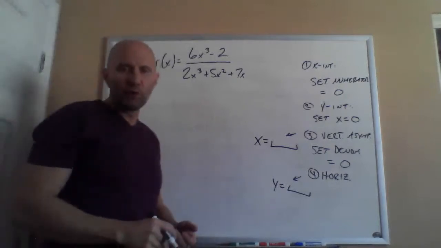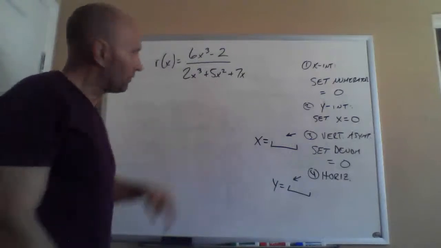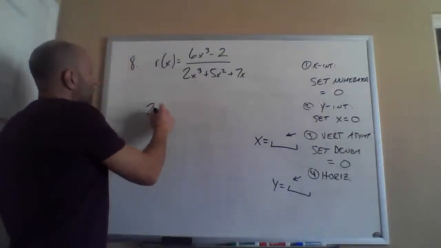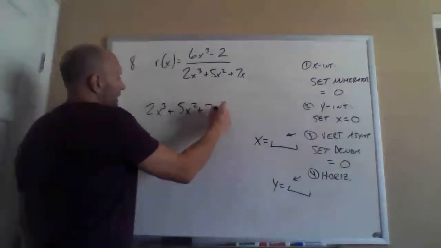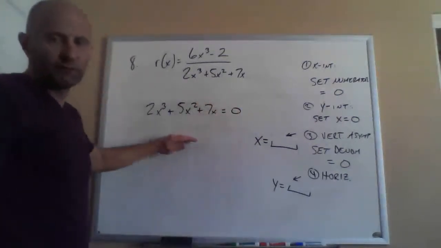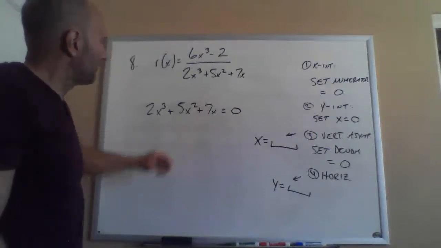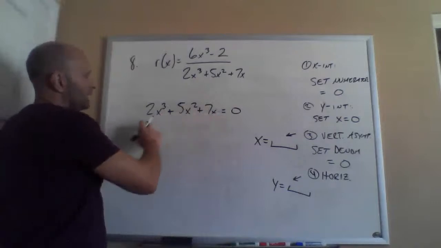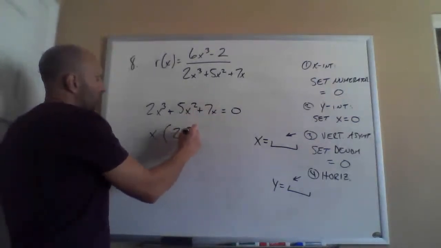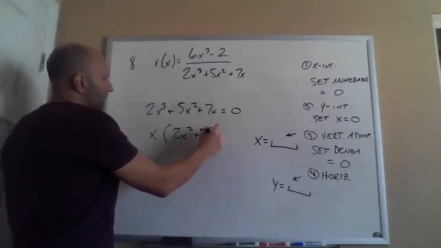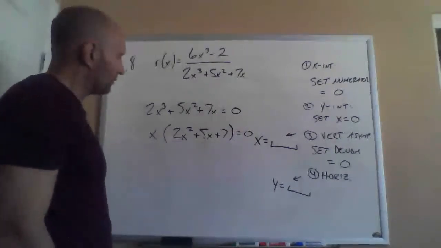So vertical asymptote, what do we do? We set the denominator equal to 0. So if I have 2x to the third plus 5x squared plus 7x equals 0, I have to factor this, maybe use the zero product property, etc. Well, what can I factor out of here to begin with? I can take out an x. And then I get 2x squared plus 5x plus 7. This whole thing equals 0.